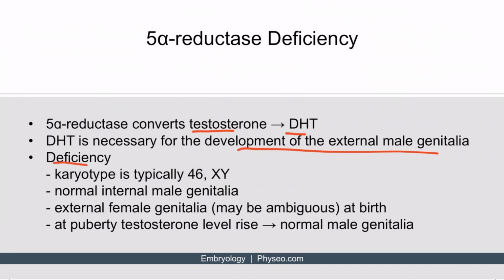If there is a deficiency, then individuals will be unable to initially develop the external male genitalia. The karyotype is typically 46XY, and patients will have normal internal male genitalia, such as the vas deferens and epididymis. However, the patient will have external female genitalia at birth, so they will look like a girl. Oftentimes, the genitalia may be ambiguous, meaning there may be an enlarged clitoris or labia. However, these children are often undiagnosed and are initially raised as females. At puberty, the testosterone levels rise, resulting in the development of normal male genitalia.